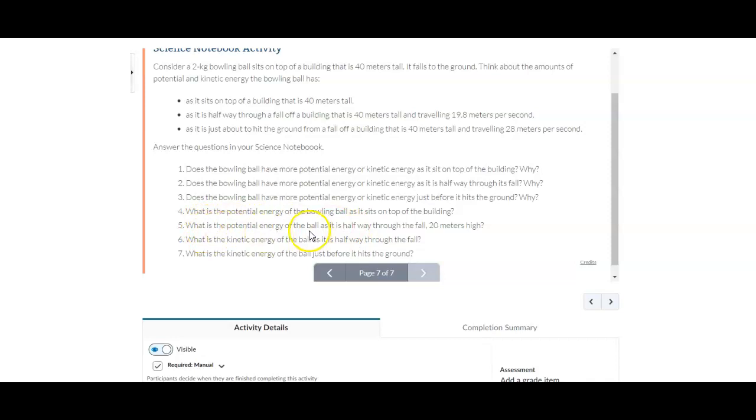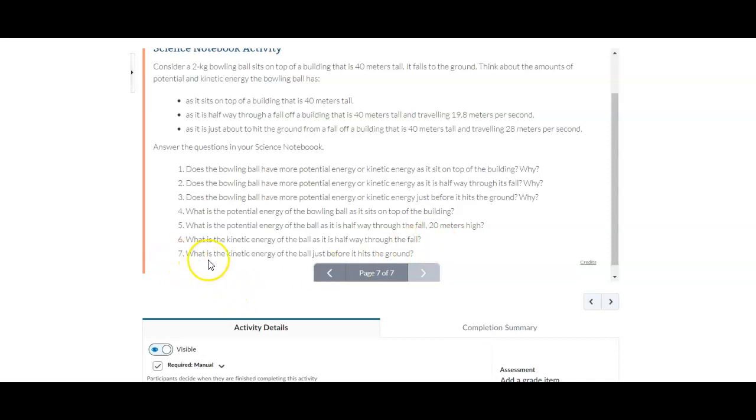What's the potential energy of the ball halfway through? We've already calculated that. Remember, we did that up here. And it's 392. And then number 6 says, what's the kinetic energy halfway through? And we already did that up here too. And that was 392 as well. So you want to make sure you show that work. Plug in all those numbers so we can see it again.